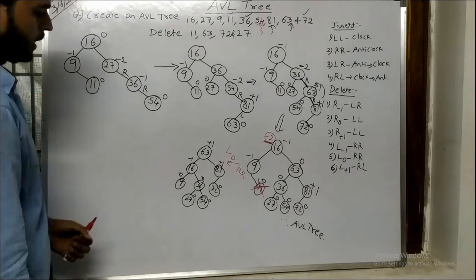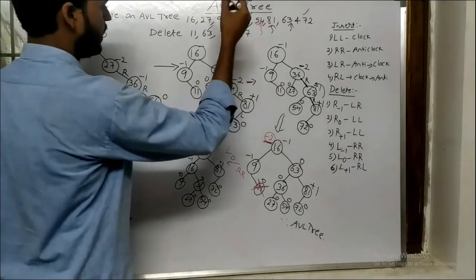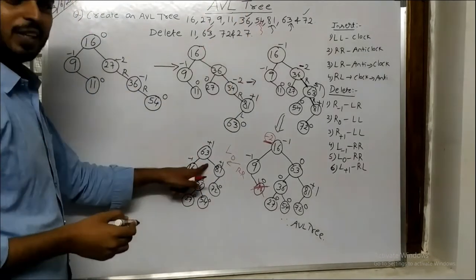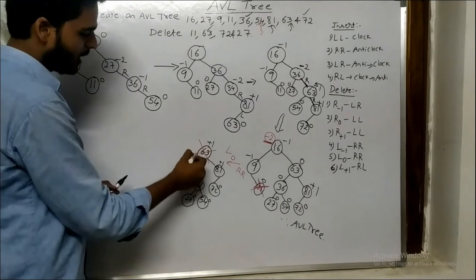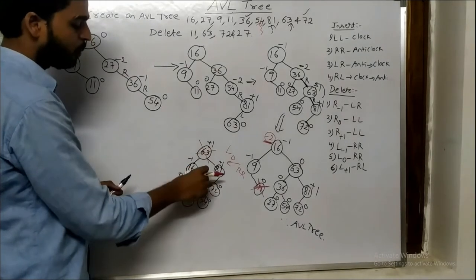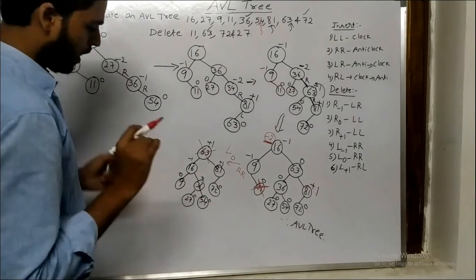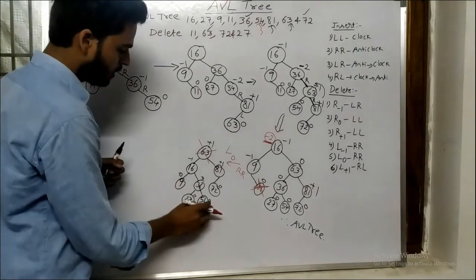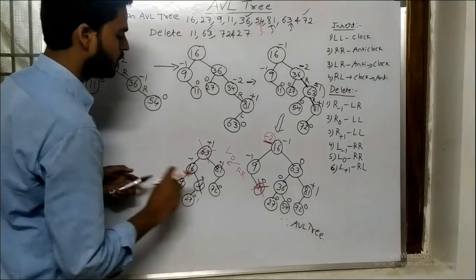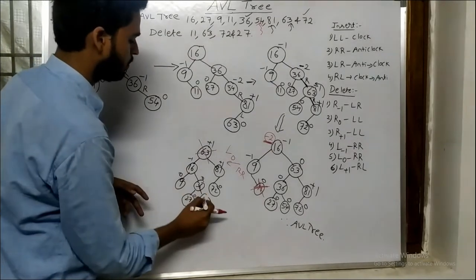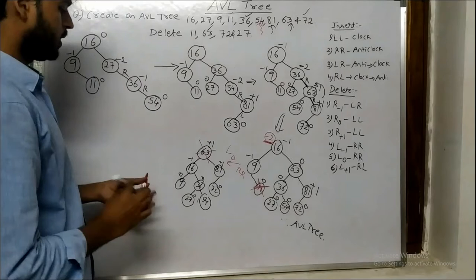Next I am going to delete 63. See here, if I am going to delete 63, I need to replace it with either the in-order predecessor or the in-order successor. So for simplicity, I am taking 54 and placing it here.